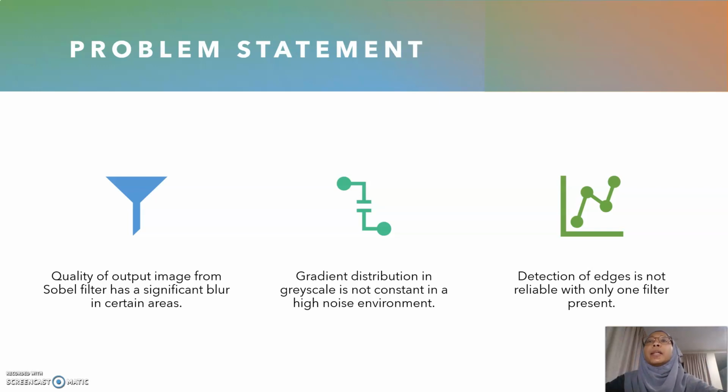What is the problem with the current Sobel operator used in edge detection? The first problem is that the quality of the output image from the Sobel filter has significant blur in certain areas. The second problem is that the gradient distribution in grayscale is not constant in a high noise environment. And the third problem is that detection of edges is not reliable with just one filter.